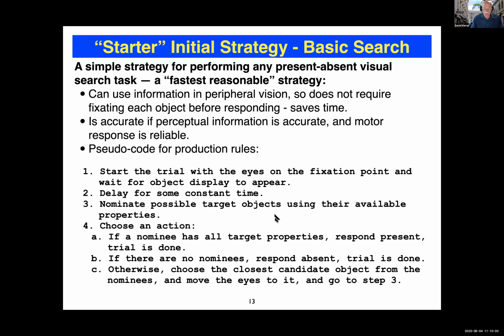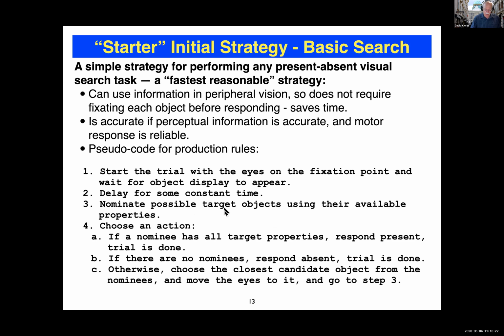Here are the production rules in pseudocode. Nominate a possible target object, or objects, plural. Choose an action. If there's a nominee that has all the target properties, then respond present, you're done. If there are no nominees, respond absent, you're done.